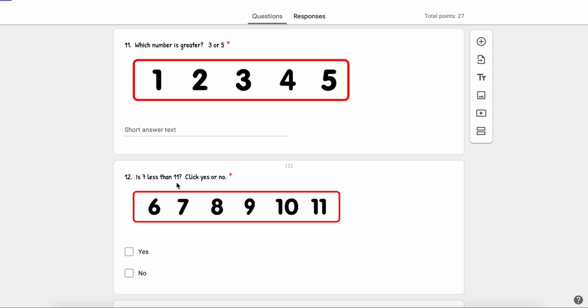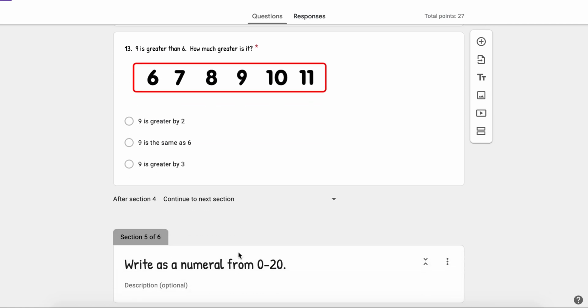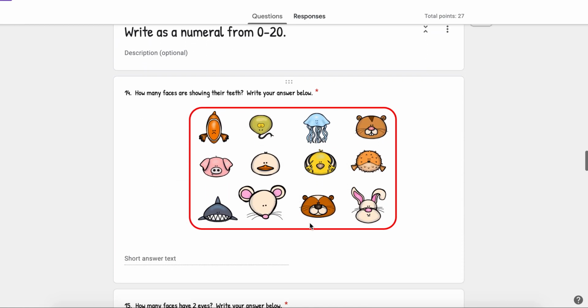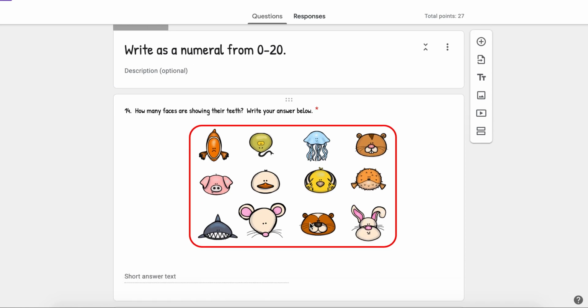Is 7 less than 11? Yes or no? And they just have to click. 9 is greater than 6. How much greater? So they can hopefully look and see that it's 3 greater and click on the right answer. And again, I would only send each of these small units, one day at a time to my students. I wouldn't send them this whole great big form. I'm just showing you all the options.